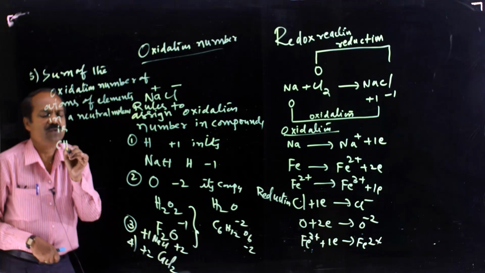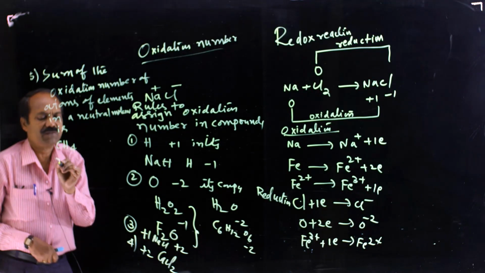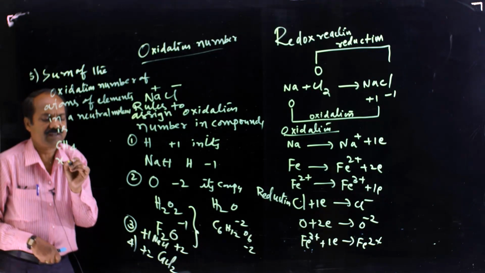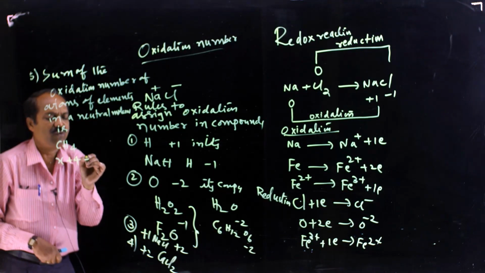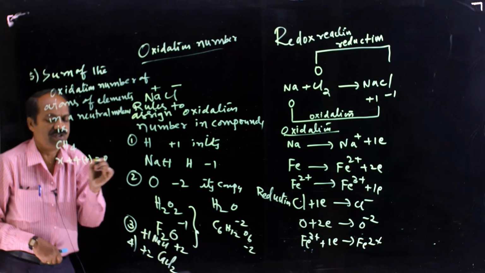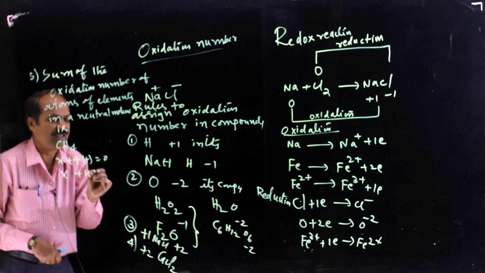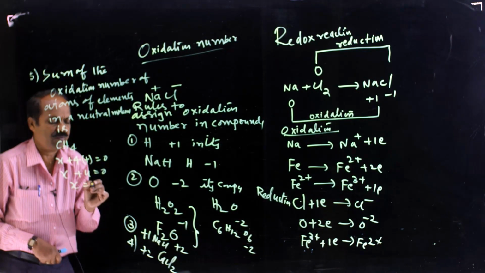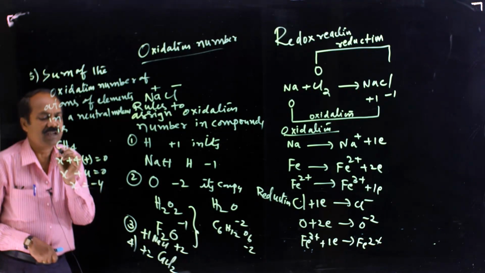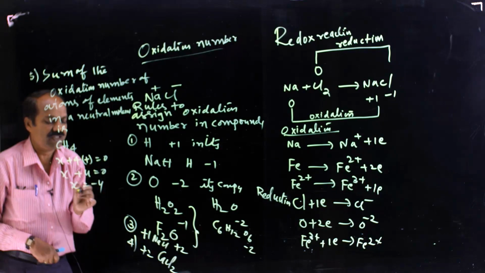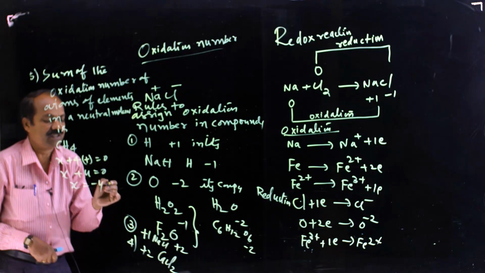For example, CH4: the oxidation number of carbon is X, plus 4 hydrogens, 4 times plus 1, is equal to 0. X plus 4 is equal to 0. X is equal to -4. The sum of the oxidation numbers of this carbon and hydrogen is 0. That is why we calculated X is equal to -4.